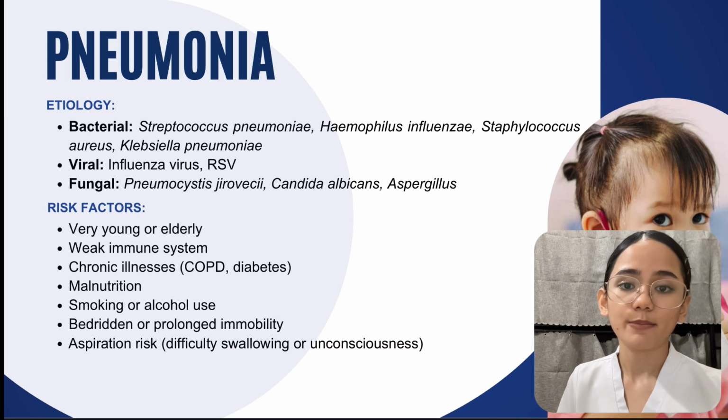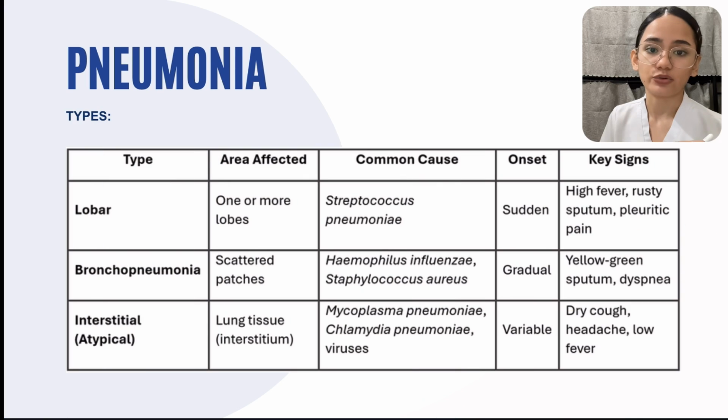So, pneumonia can be classified into three types: lobar, bronchopneumonia, and interstitial or atypical pneumonia. For lobar pneumonia, this affects one or more lobes of the lung and starts suddenly, often due to the Streptococcus pneumoniae. So, symptoms include high fever, pleuritic chest pain, and rusty sputum. Because one lobe is consolidated, breath sounds are reduced over that area.